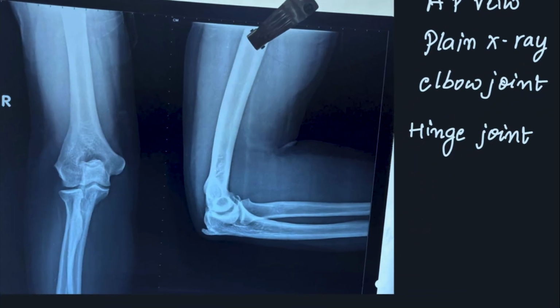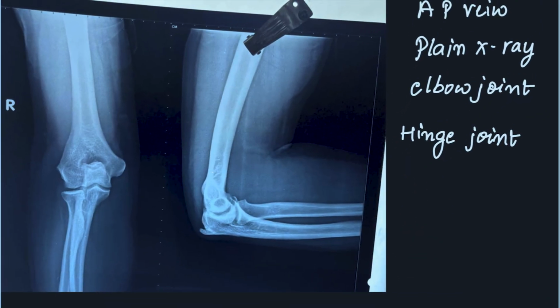So the other one, we have our elbow joint. Okay, so this is AP view. It's a plain X-ray, and as I said, we can see our elbow joint. This is humerus bone, radius, and ulna. So what type of a joint is elbow joint? This is the question most of the examiners ask. So it is hinge joint for sure.